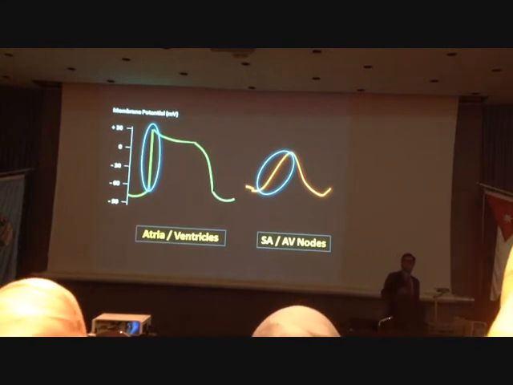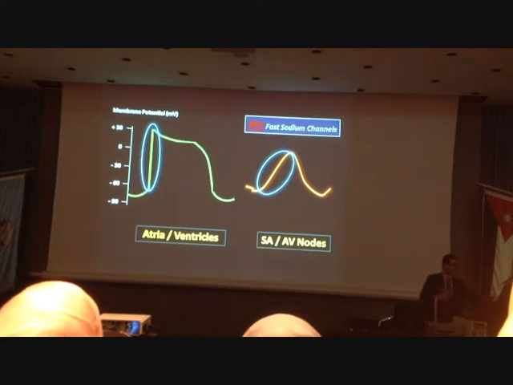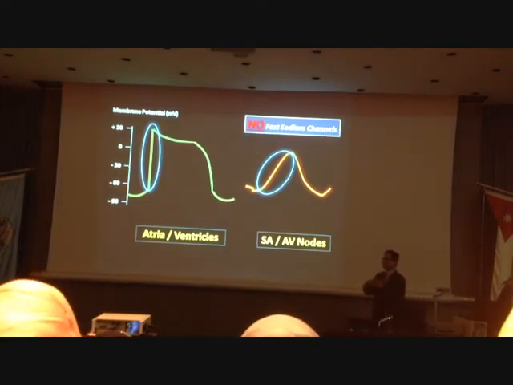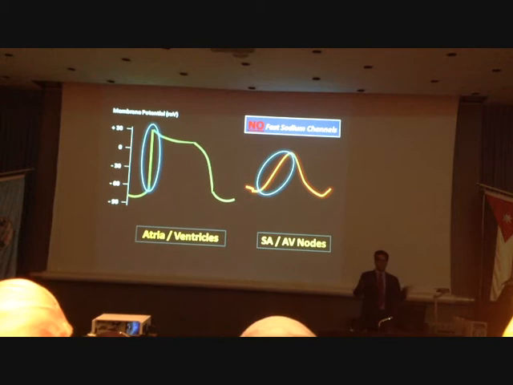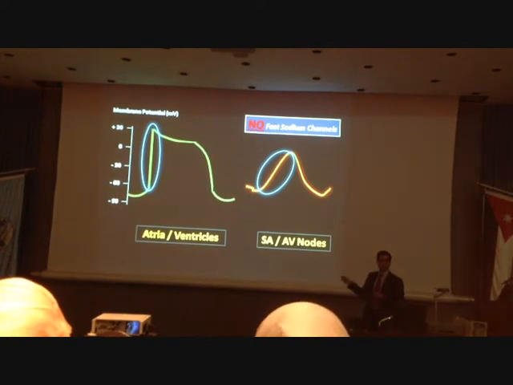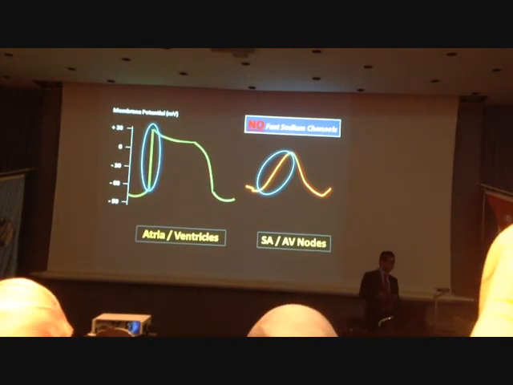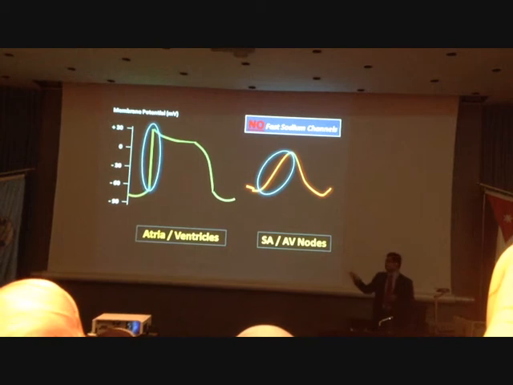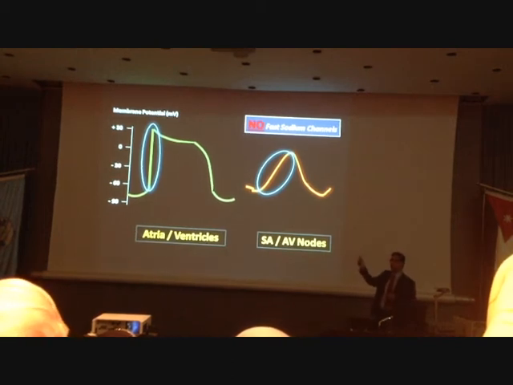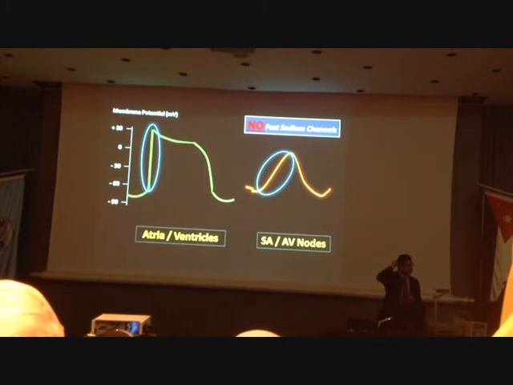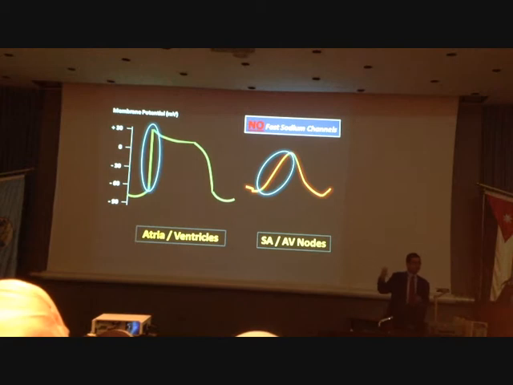Okay, so I will say one thing, and let's say it in very simple ways. People will give you more details, but I would say there's no activity of fast sodium channels in the SA and AV nodes. And that's why you see this difference: a sharp upstroke, while a gradual increase in membrane potential in the atria and ventricles. Remember this fact because we're going to come across this in a minute.